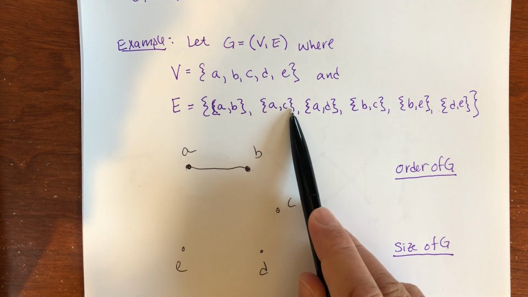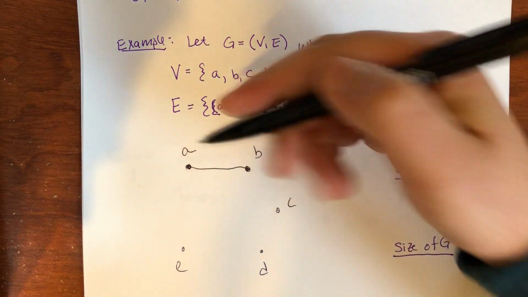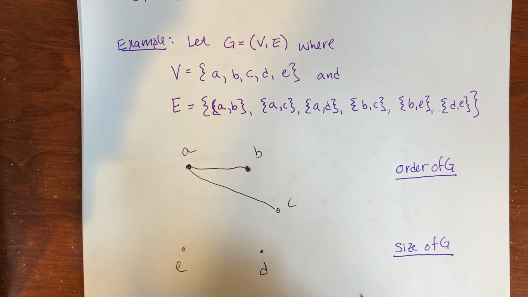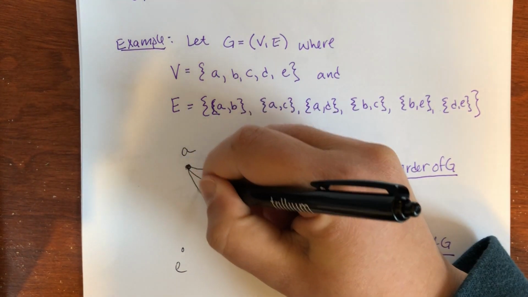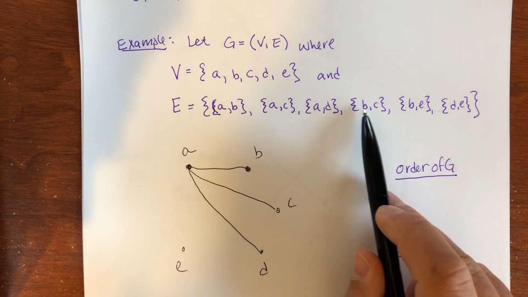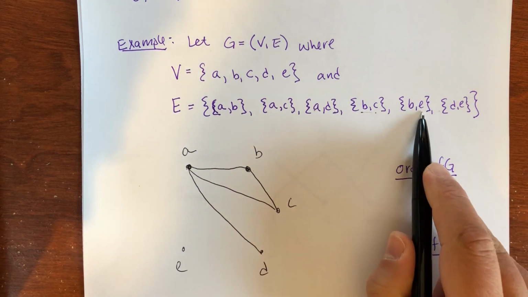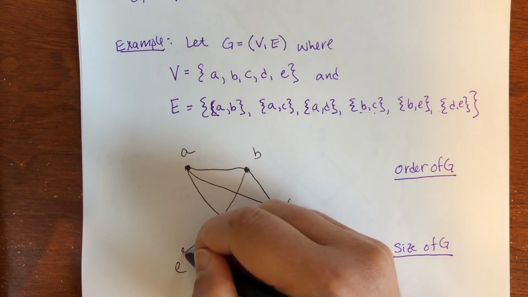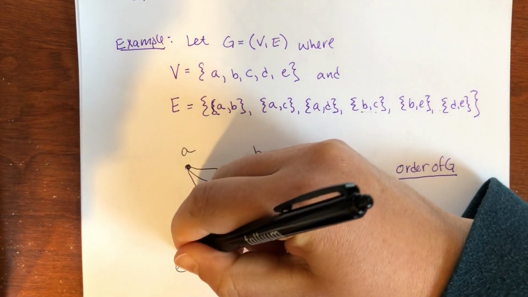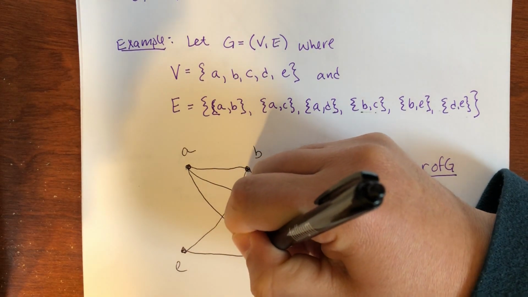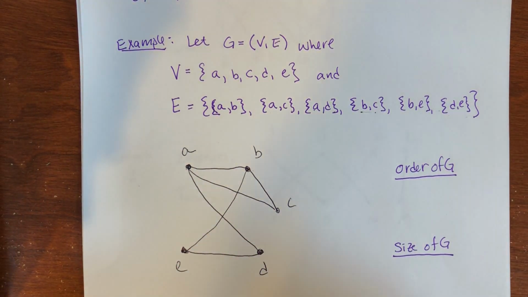Similarly, AC is in our edge set, which means A should be connected to C. AD is in our edge set, so A has to connect to D. BC is in our edge set, so B connects to C. B connects to E as well. And then finally, D connects to E. So in the end, we get a diagram that looks like this.